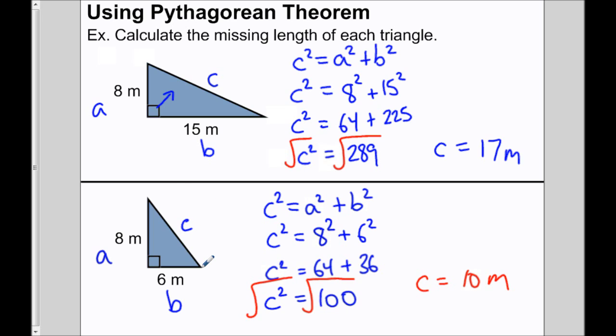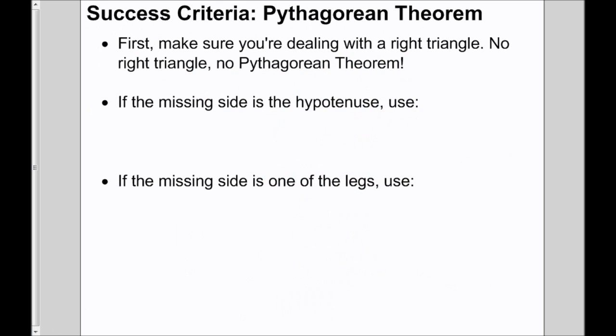Now, what if the missing side isn't the hypotenuse? Then we would use the other version. So first of all, when you're using the Pythagorean theorem, make sure that you're actually dealing with a right triangle. Because if it's not a right triangle, remember, the Pythagorean theorem doesn't work. Now, if the missing side is the hypotenuse, like those two questions were, we used this version of the Pythagorean theorem to help us figure out the missing hypotenuse.